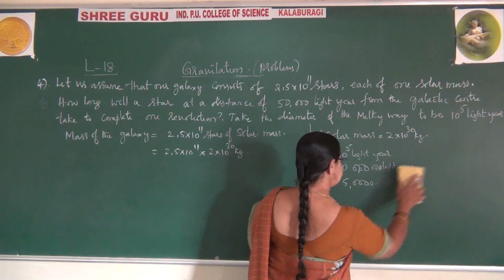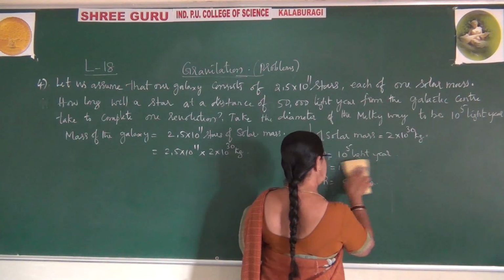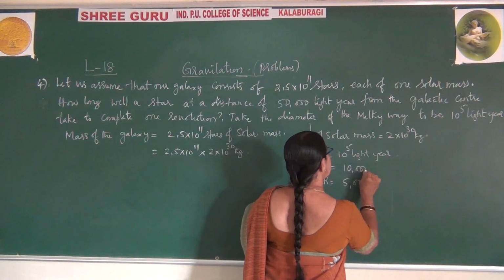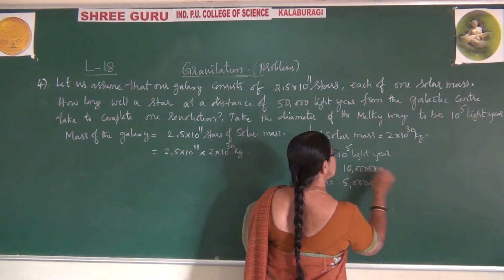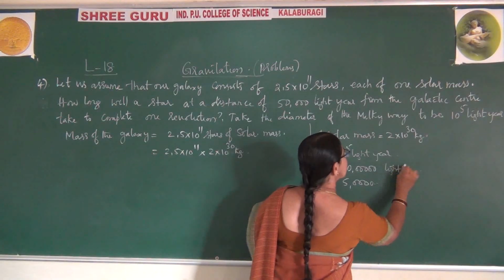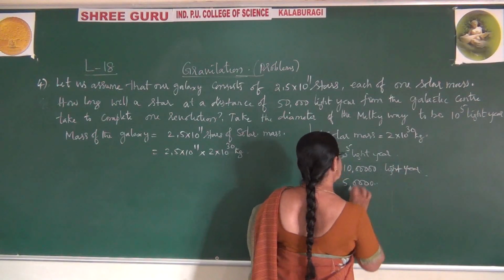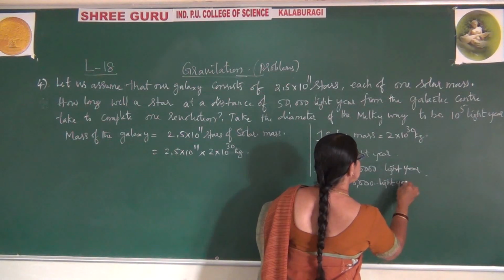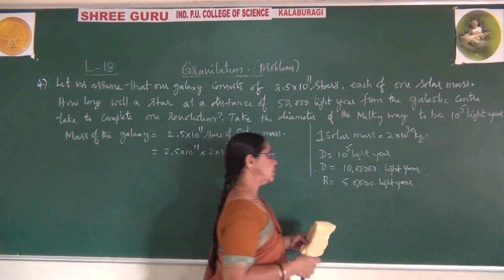So you get the radius as 50,000 light year. This is how you get 50,000 light year.